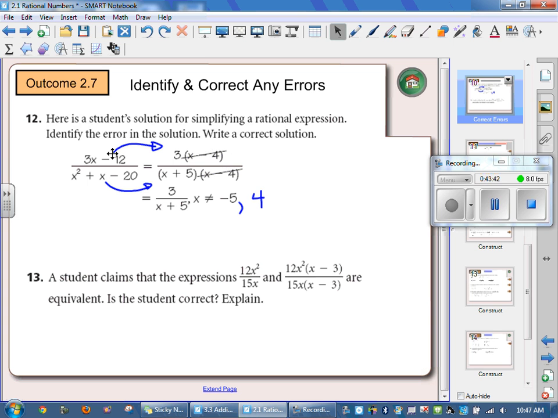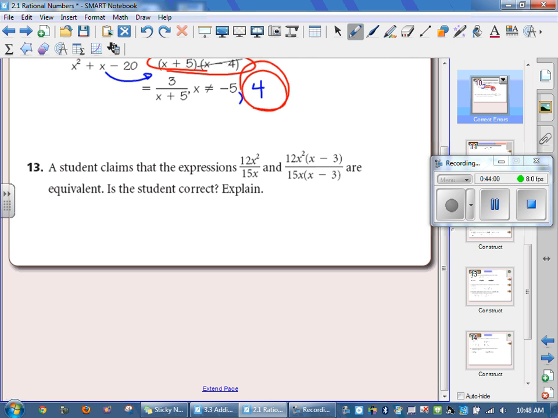On the bottom on 13, somebody's claiming that these two expressions are equivalent. Are they correct or are they wrong? They are correct. Now, how come? Right, because your x minus 3 will cancel. When it cancels, you're going to get the exact same thing as you started with. Okay? So, yes, they are equivalent. Okay? This concludes 2.1 rational numbers.